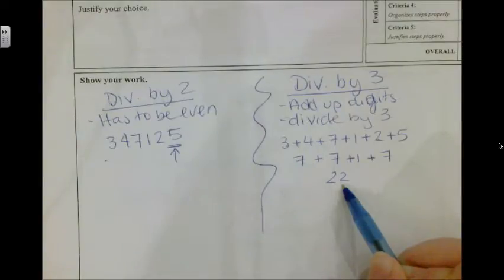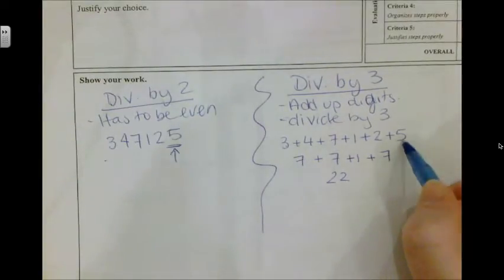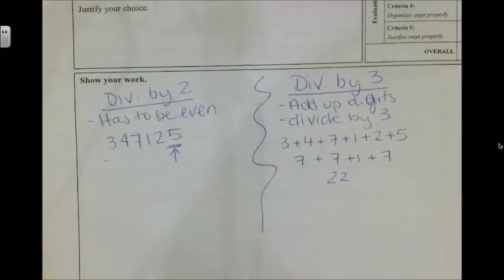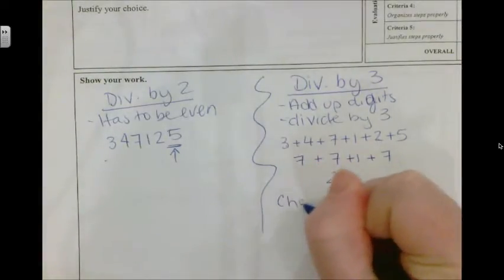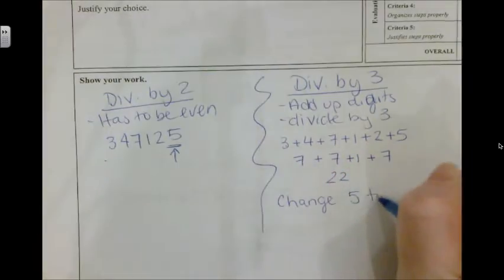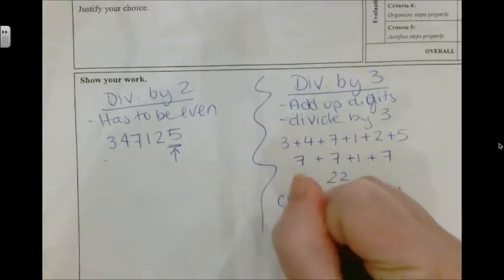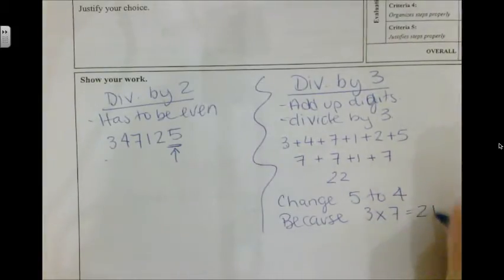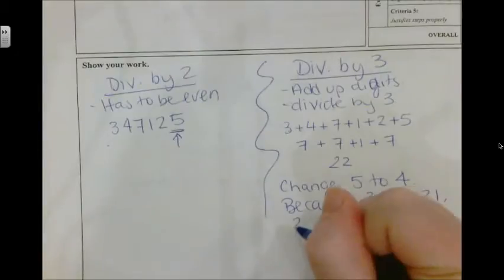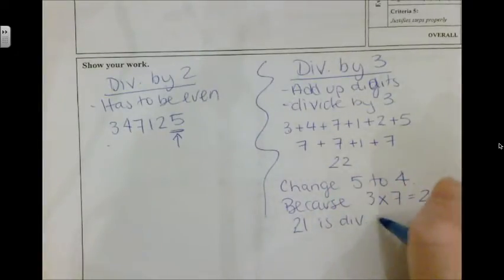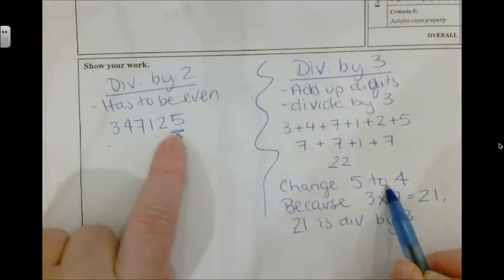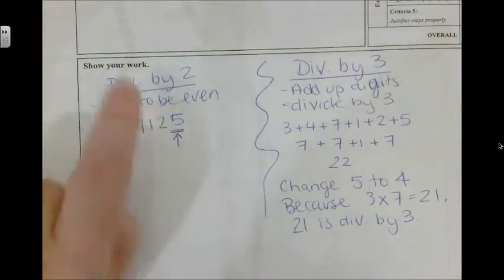because 7 times 3 is 21. So what I'm going to do is change my 5, decrease it by 1 to a 4, because then this would add up to 21. So I'm going to change 5 to 4, because 3 times 7 equals 21. 21 is divisible by 3, so that would make this number divisible by 3. And if we changed it from a 5 to a 4, this number would now be an even number, so it would be divisible by 2 as well.